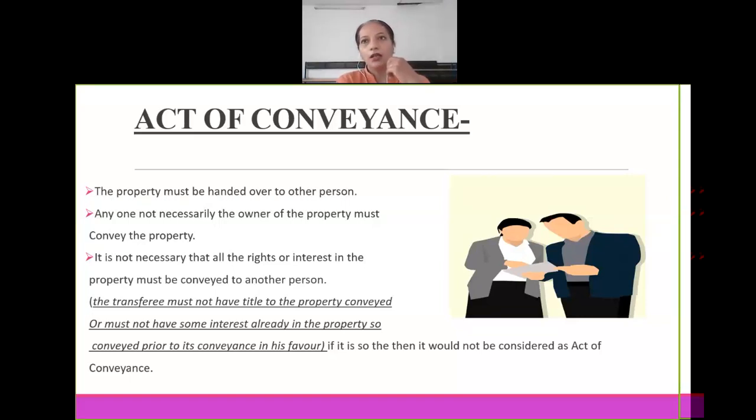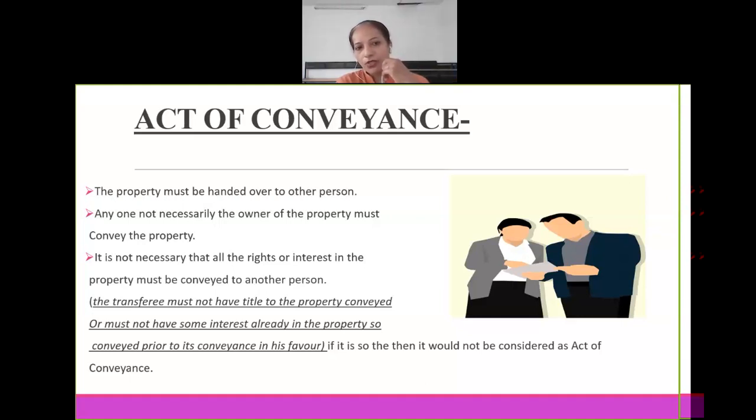Similarly, suppose I transfer you a mango tree, saying that okay, I transfer this mango tree to you provided you take care, do not eat any mango from that particular tree. Then in that case I have just handed over the mango tree to you so that you can take care of it, but I have not authorized you to eat the mangoes which are actually coming out of that particular tree.